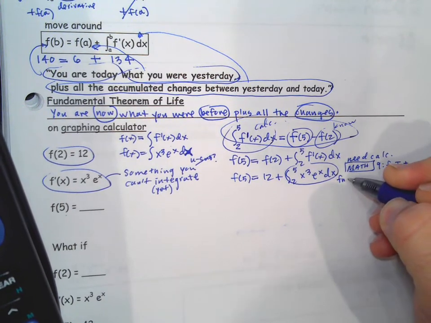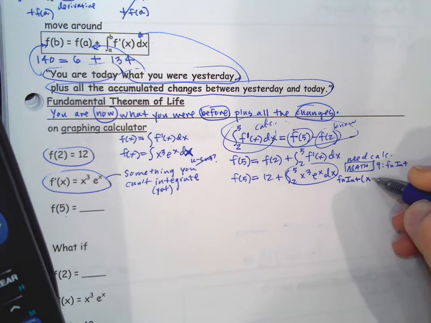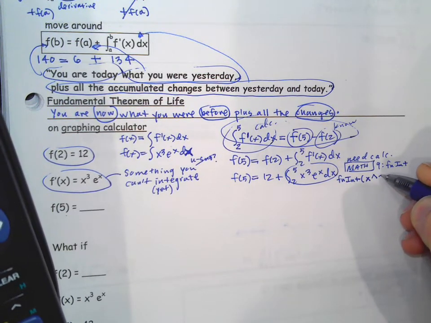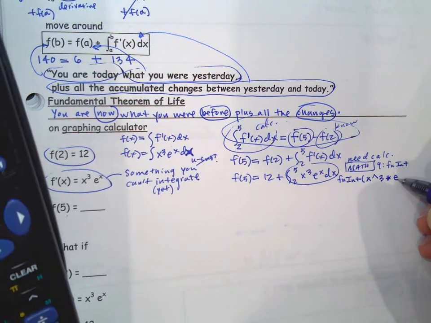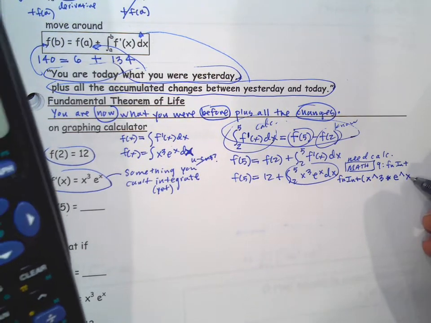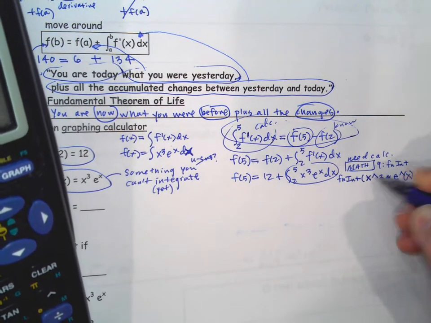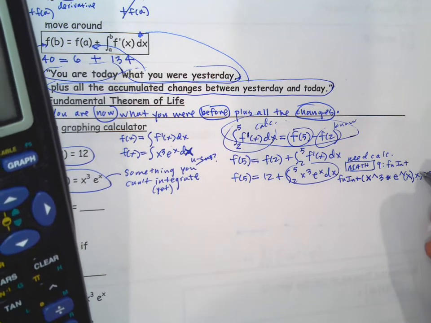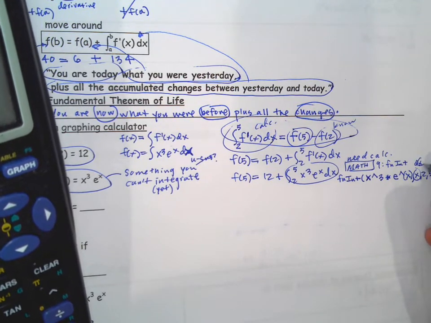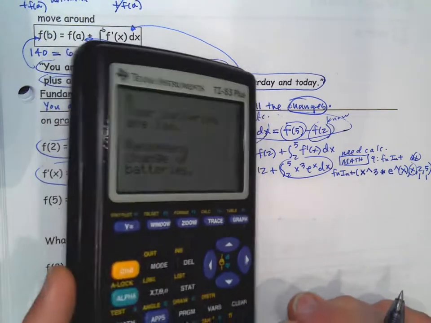On my calculator, because mine's older, you would type this in: x caret 3 times e caret x. You might have parentheses depending on which way you select it. Comma x, comma 2, comma 5. With respect to, this is the dx, this is the lower limit, and this is the upper limit.